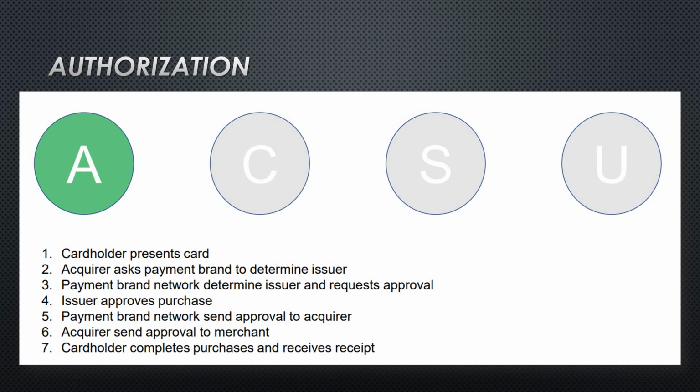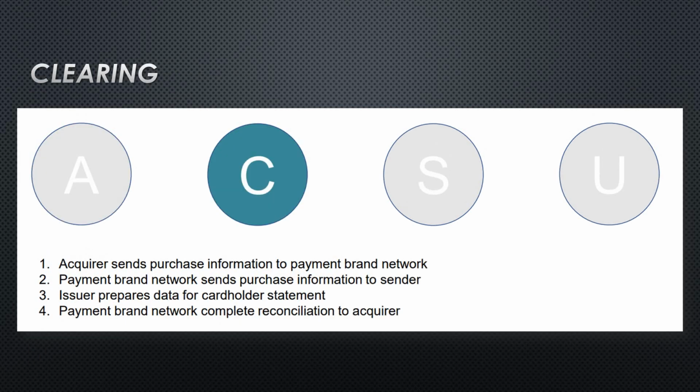Then coming to the clearing phase, in this phase the receipt is made to record the transaction, and after that the merchant's acquirer bank sends the purchase information to the payment bank. The payment brand here actually acts as a gateway between the client and the merchant and sends the purchase information to the acquirer bank to update the client's bank after the deduction of the purchase amount from the issuing bank. Then comes the settlement.